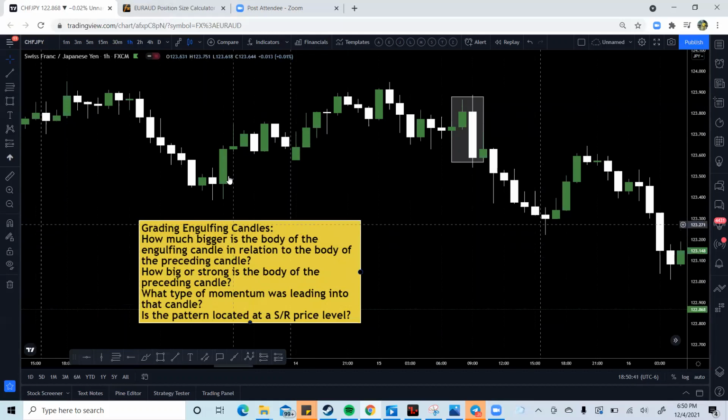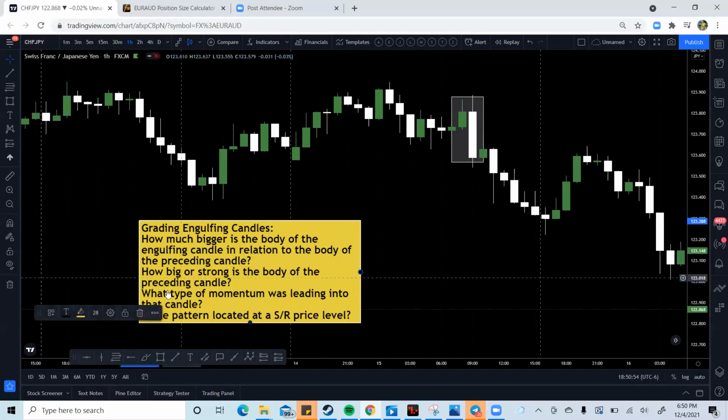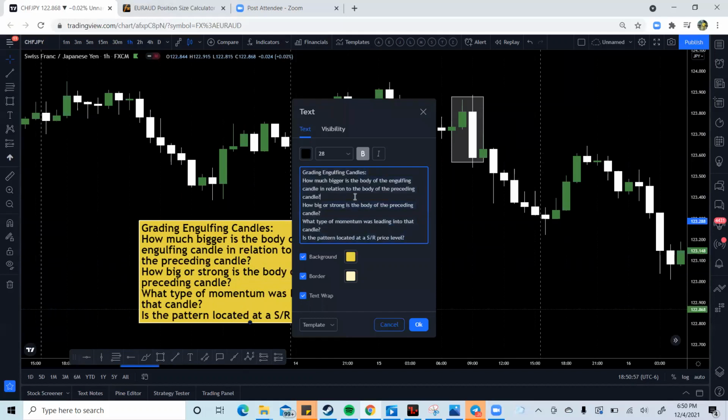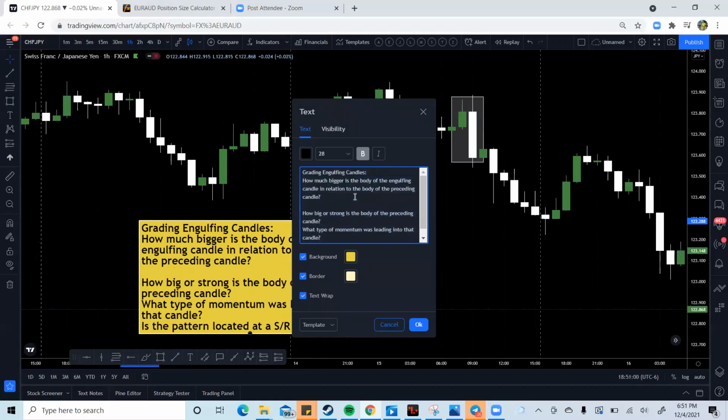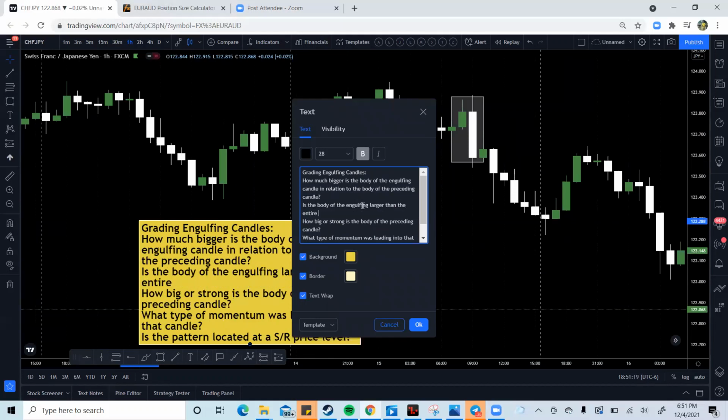All right. So you can tell that this engulfing candle is probably 4 or 5 times bigger, the body, comparing the two bodies. And then on top of that, we'll do a question B as well. Let me back up, but really make sure you understand this. Is the body of the engulfing candle larger than the entire preceding candle?